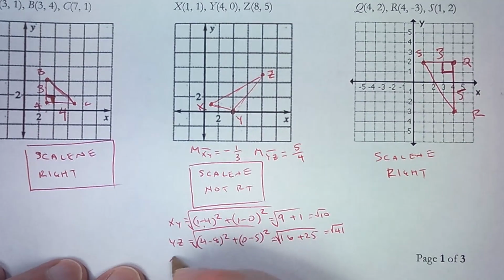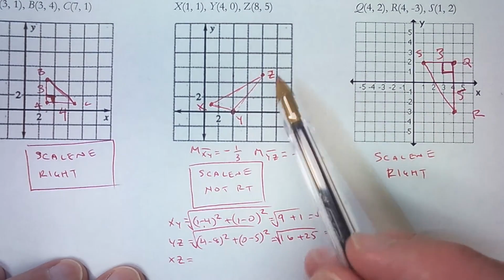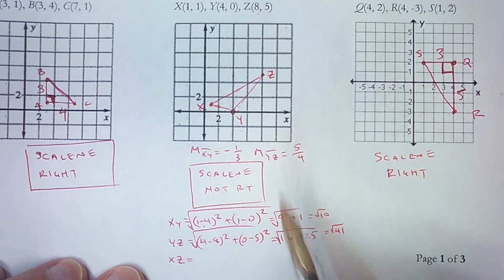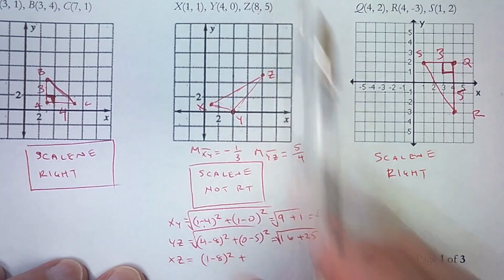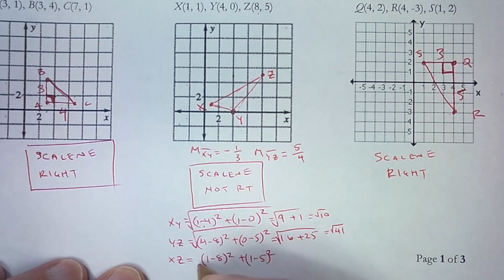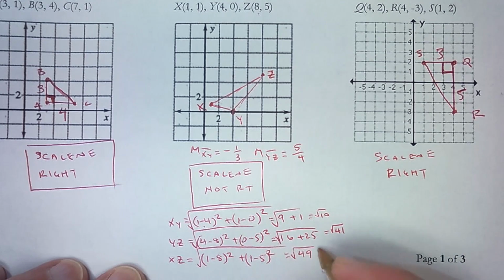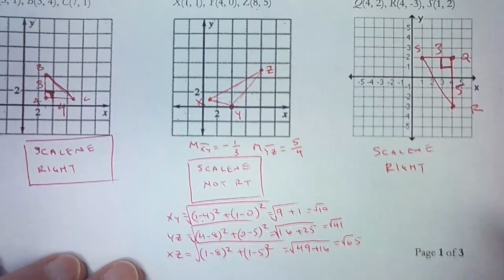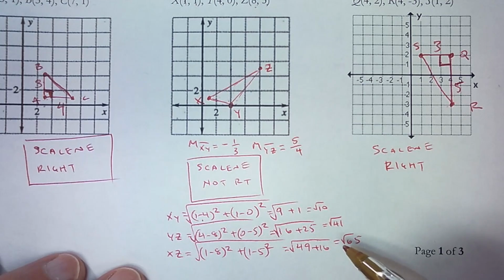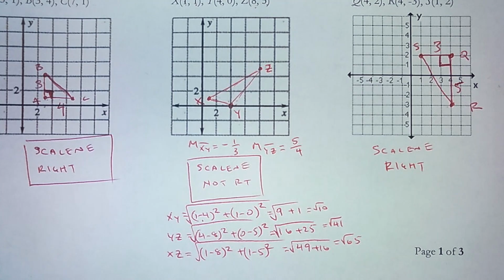And then I could do the same for XZ, and I'll have all three side lengths. So for XZ, I've got 1 minus 8 squared, and then 1 minus 5 squared. So that's -7 squared, that's 49. And then -4 squared is 16. Okay, so I've got 49 plus 16, that's 65. Square root of 65. So no three sides are the same. That makes it scalene. If two of these are the same, it's isosceles. If all three are the same, it's equilateral.